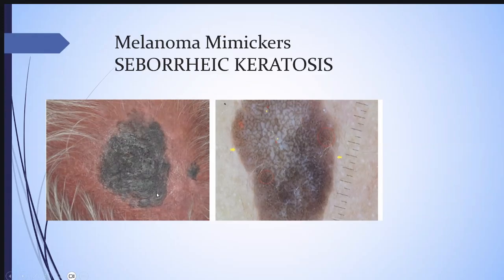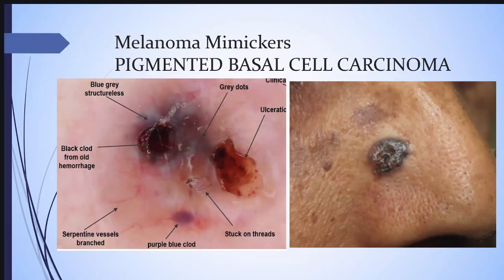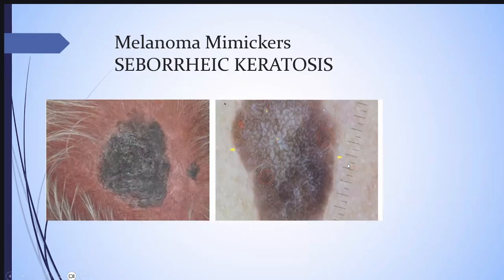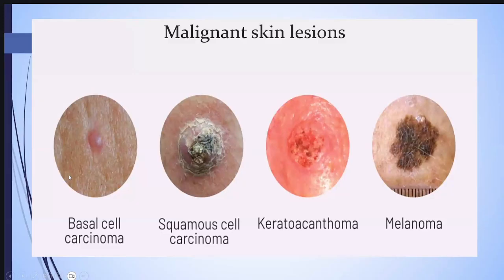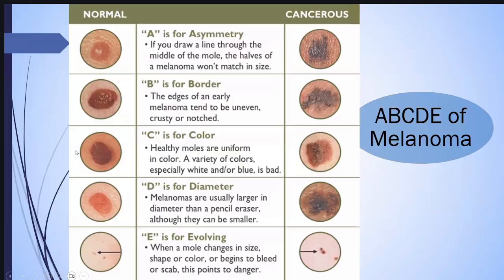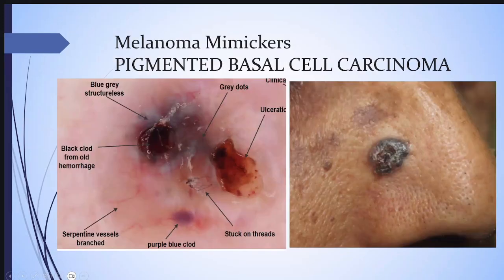These are the most common sites where you have the seborrheic keratosis. So this will mimic a melanoma, but again, it is the dermoscopy which will help you differentiate between a melanoma and a melanoma mimicker. And sometimes basal cell carcinoma, I told you three carcinomas, right? So this basal cell carcinoma, there is a pigmented variant which will mimic a melanoma.